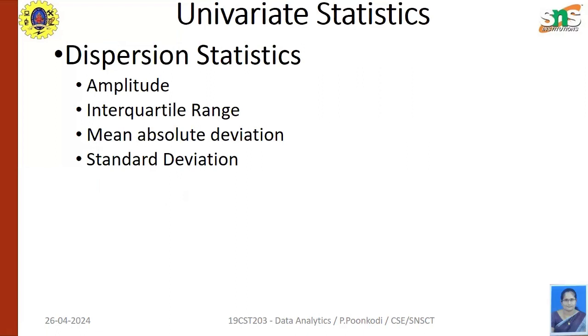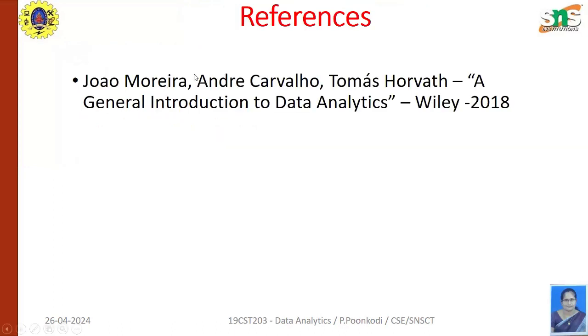And the dispersion statistics usually measure how distant different values are. The most common dispersion statistics are amplitude, interquartile range, mean absolute deviation, and standard deviation. These attributes are used to measure the dispersion statistics.